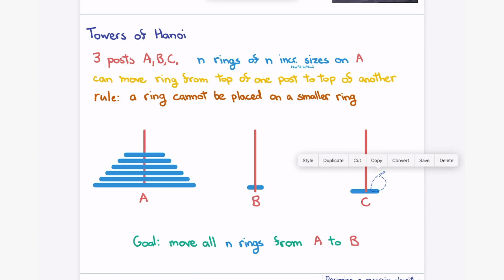Okay? And then if you want, you could put the small ring on top like that, but each post has to have rings in order. You can only have a smaller ring on top of a bigger ring. You can only move one ring at a time. And the puzzle is, if these monks can only move one ring a day, how long would it take? All right, this is a fun puzzle, and I want to give you all a chance to think about it for a moment.